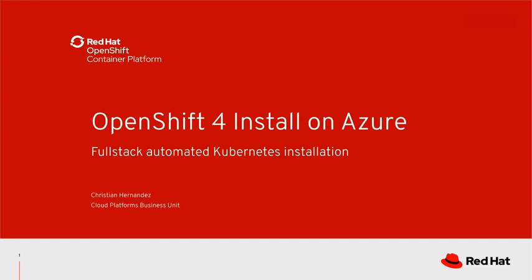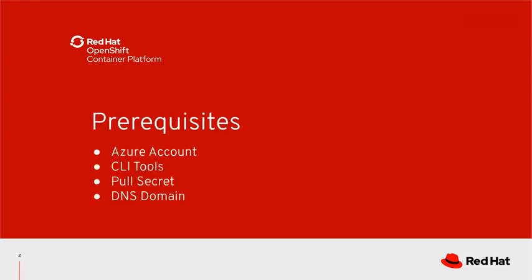In this video, I'm going to be going over how to install OpenShift 4 on Azure using the full stack automation method, along with any of the prerequisites you may need. You will need to have these prerequisites in place before you get started.